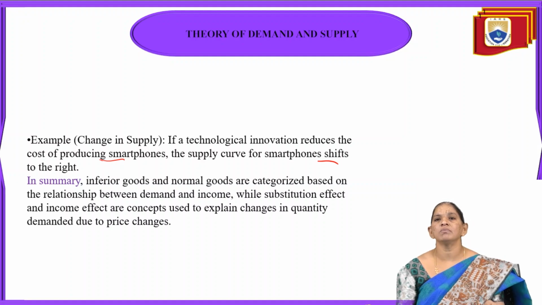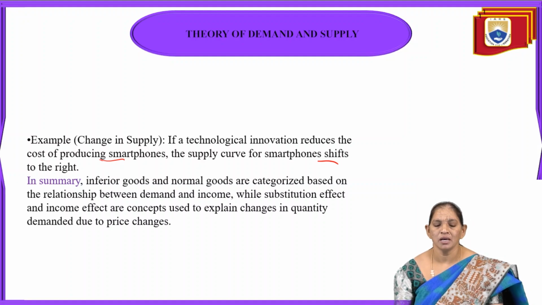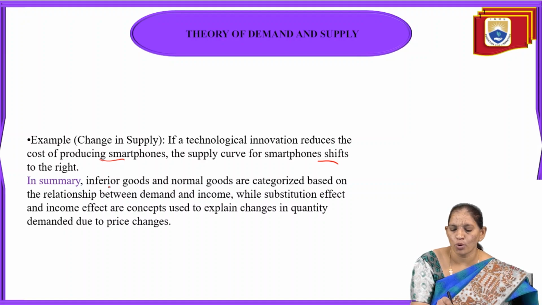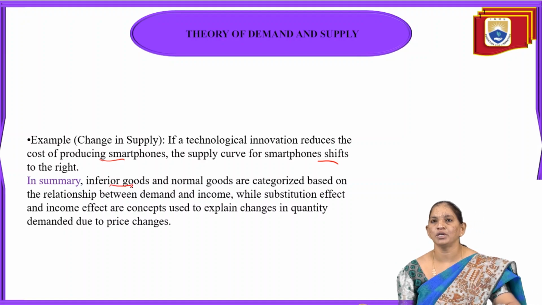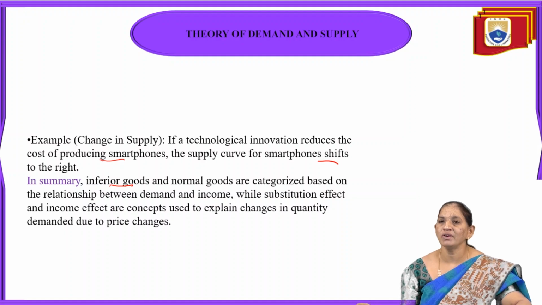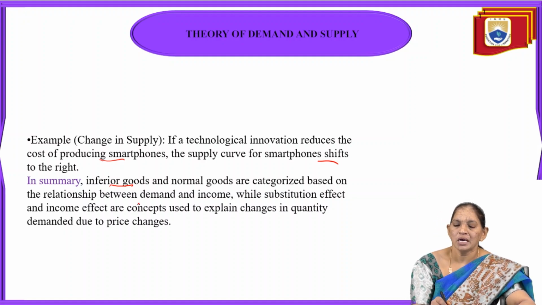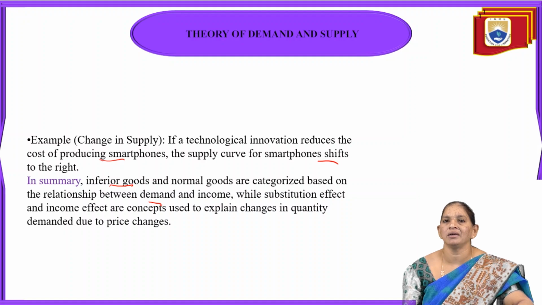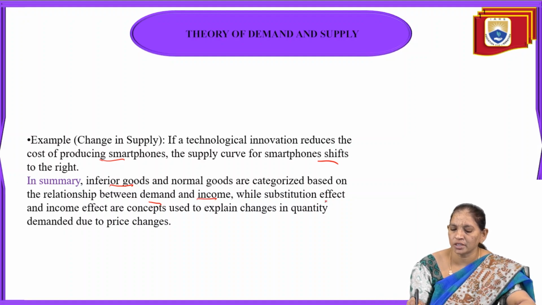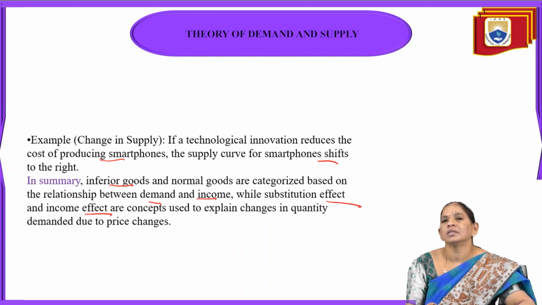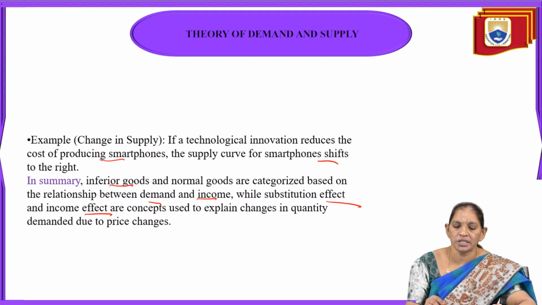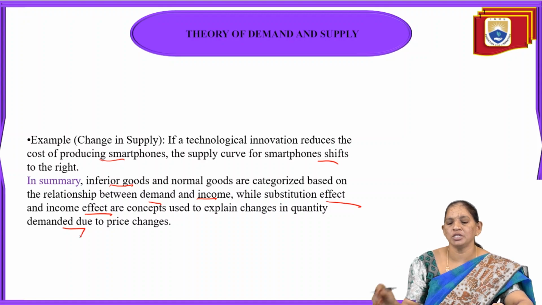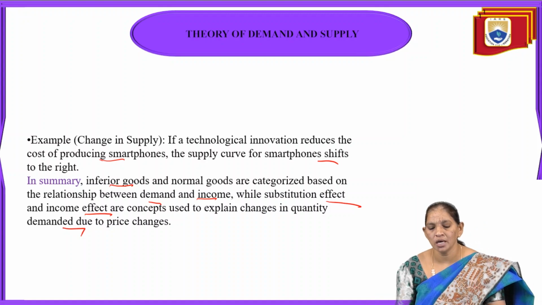So in the above summary, we can say, by considering the prices or the demand for inferior goods and normal goods, we can categorize based upon the relationship between the demand and income of the consumers. And in the case of substitution effect, when it comes to the income effect, we can use different types of concepts relating to the change in the quantity demanded due to the change in the price.